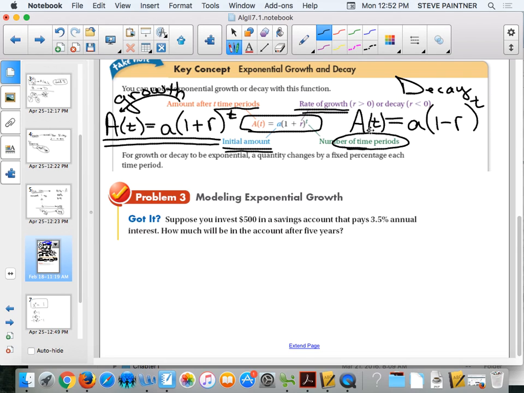So there's two formulas. One formula says 1 plus r, that's growth. One formula says 1 minus r, that's decay. I didn't write that down. You should write it in your notes, okay? All right, here comes our first problem.